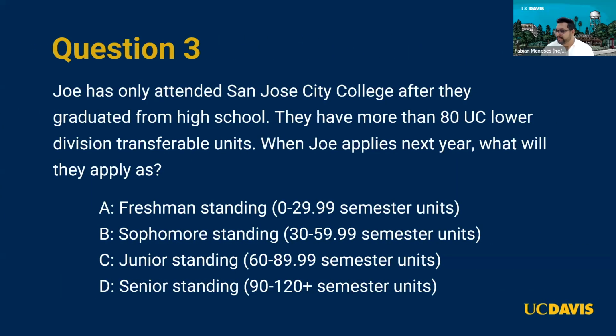Go for it. Okay, on to our third scenario, we have Joe, who has only attended San Jose City College after they graduated from high school. They have more than 80 UC lower division transferable units. When Joe applies next year, what will they apply as? A, freshman standing, B, sophomore standing, C, junior standing, and D, senior standing. Please input your thoughts in the chat and we will be revealing the answer in a few seconds.